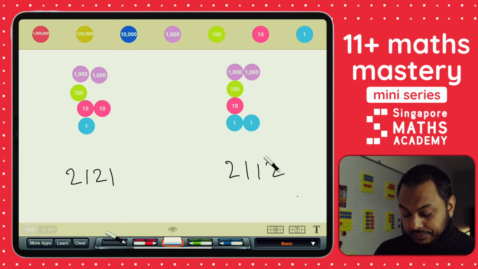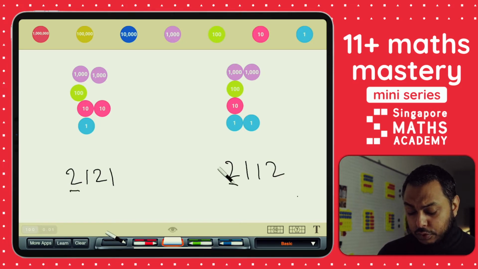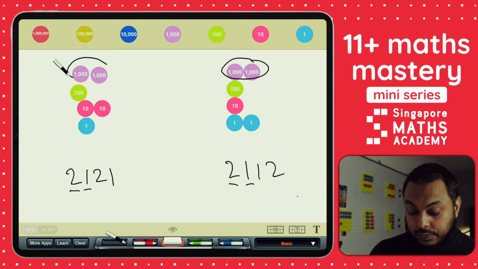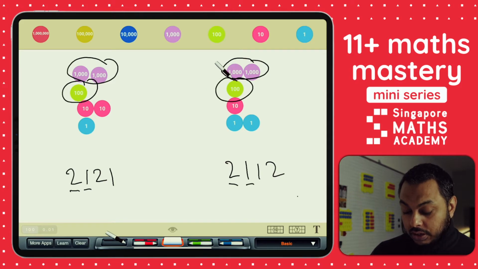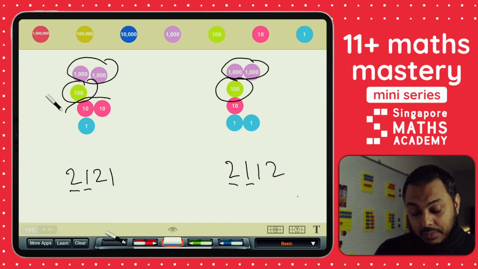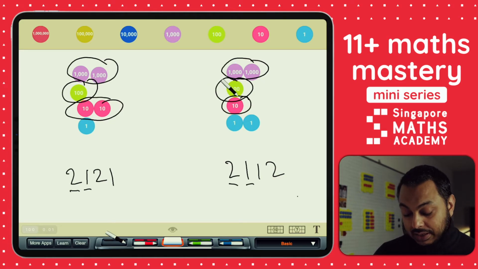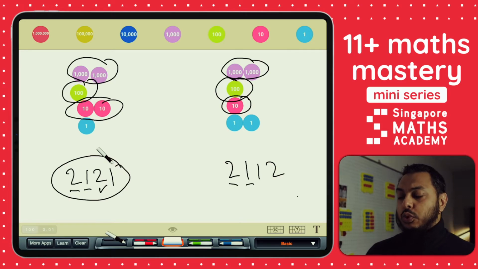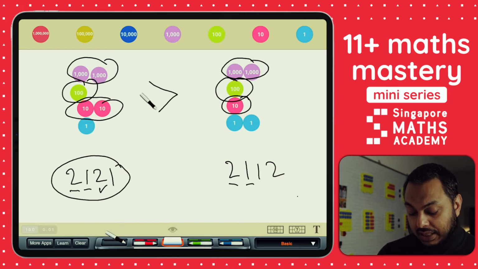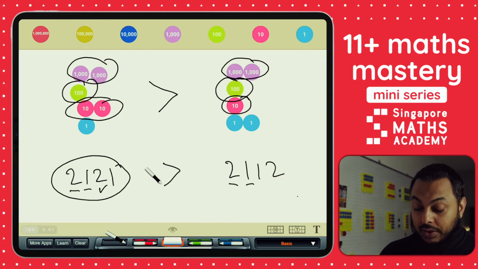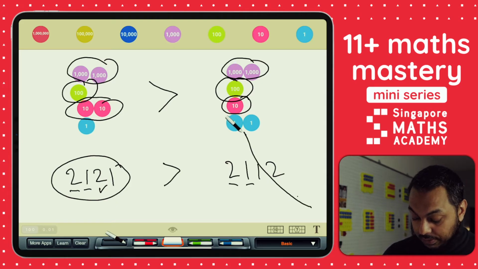So when we compare, what can we see? We can see that they both have 2 lots of thousands. They both have 100. This number here has 2 10s. This only has 1 10. And so we know this number must be the larger one. And what did we say? The larger one always points to the smaller one. So we say that 2,121 is greater than 2,112. Now, if I decided, let me undo that if I can.